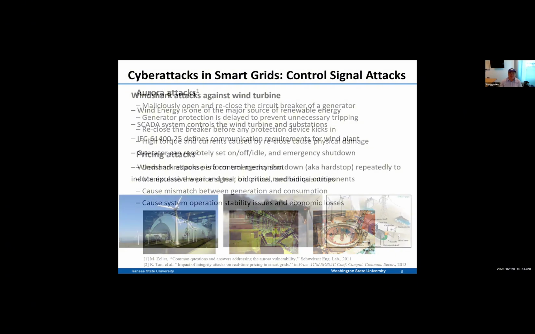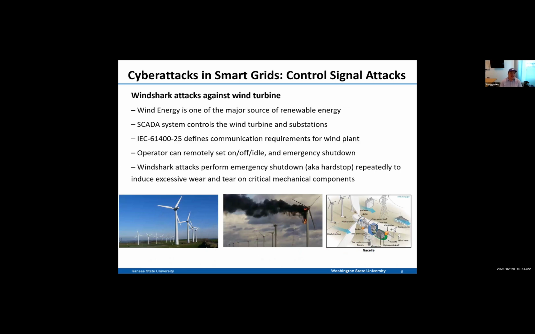The next attack belonging to the control signal attack is the Wind Shark attack, again on wind turbines. As we know, wind energy is one major source of renewable energy. So they also have a SCADA system to control the wind turbine and substation. They have communication and control functionality there.